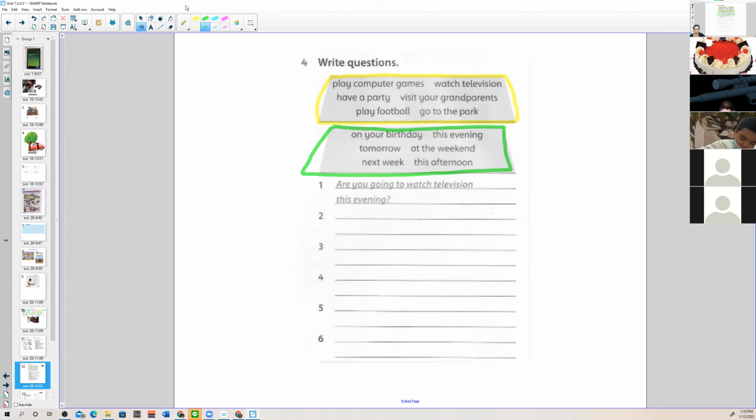So the most important thing is you have to write, are you going to? Like this one, it says, are you going to watch television this evening? Cross this out. You can switch around. You can say, are you going to watch television next week? That's also correct. But I just want you to learn how to make equations out of the given words. All right, go ahead, try to do it yourself first.